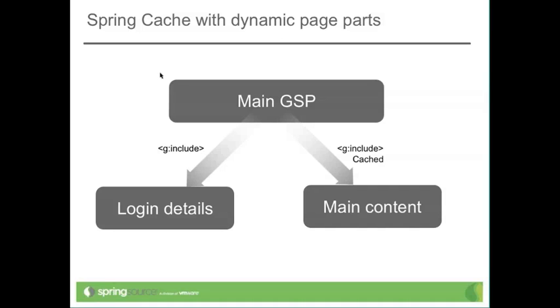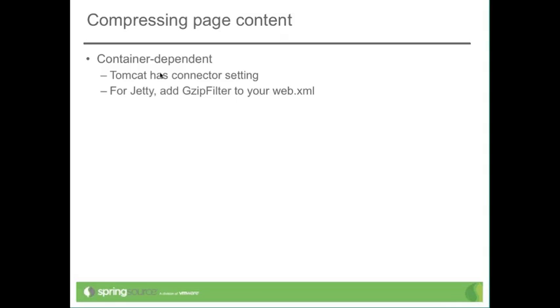What you can do is have a main GSP, and then you can use the ginclude tag to include the response of another controller action. So we may have one controller action that builds a box showing the login details, and that's the dynamic part. And then we can have another controller action that delivers the main content. Those are included via ginclude, and then the controller action that generates the main content can have the cacheable annotation attached. So we're caching part of it, in fact the larger part of the page, but still getting the appropriate dynamic part displaying to the user. So that's all I want to say about Spring Cache, other than that the cacheable annotation works on service methods as well.